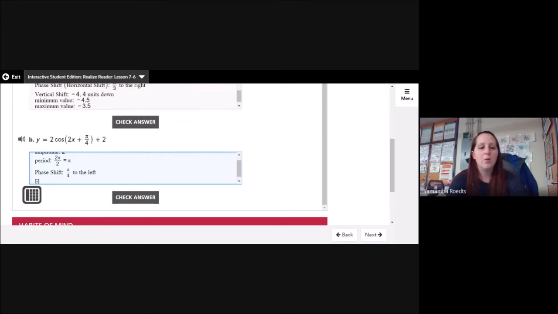My vertical shift is 2. My minimum is going to be 2 minus 2, which is 0. And my maximum is going to be 2 plus 2, which is 4.